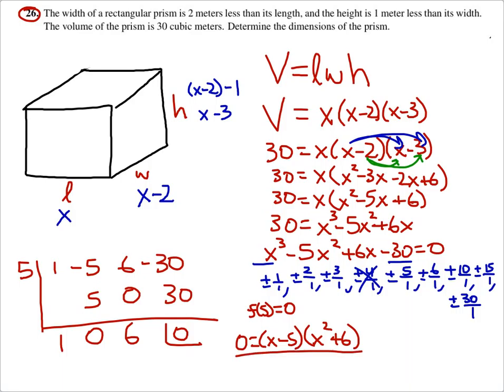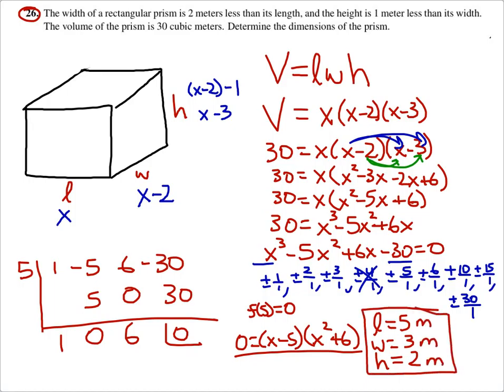So this is the factored version, which means that the length is 5, the width is, it says 5 minus 2, so the width is 3. The height is 1 less than that, so the height is 2. Go back up top, look for units: meters, meters, meters, and that's the answer. Please remember to put meters, that is, put units on your answers here.